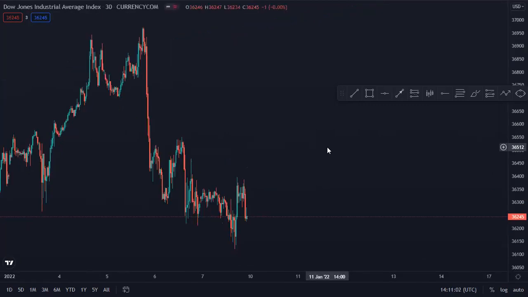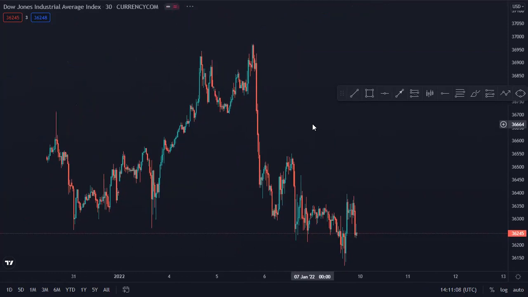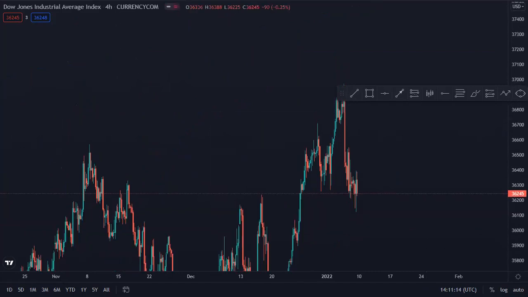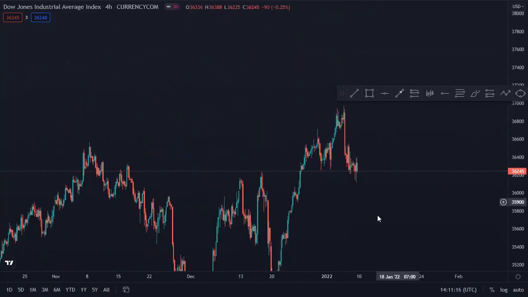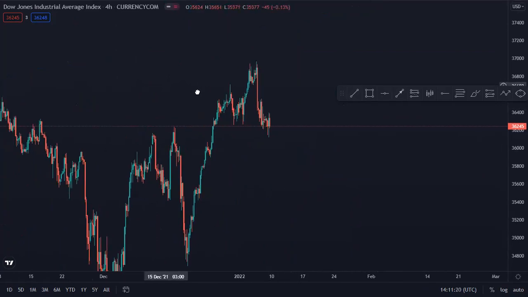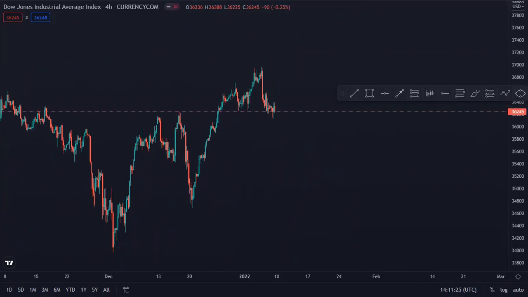Let's jump into Dow Jones. Let's see what Dow Jones has for us. I'm going to start on H4 and see. So what we have here is pretty much clean. It's actually beautiful. I like what I'm seeing.